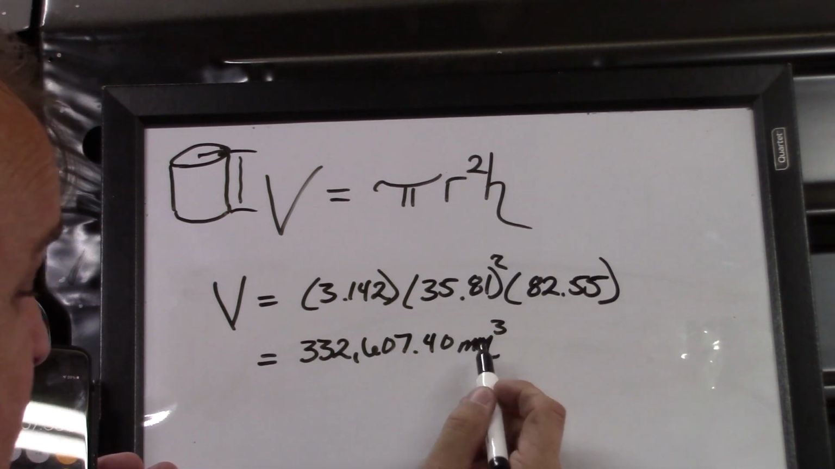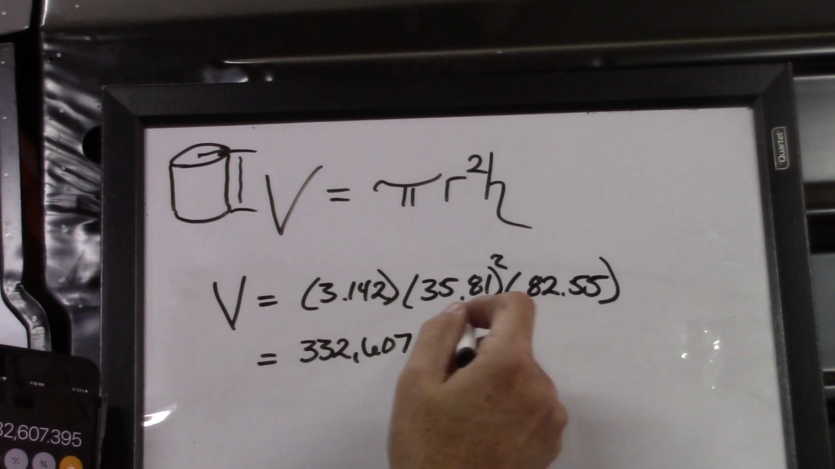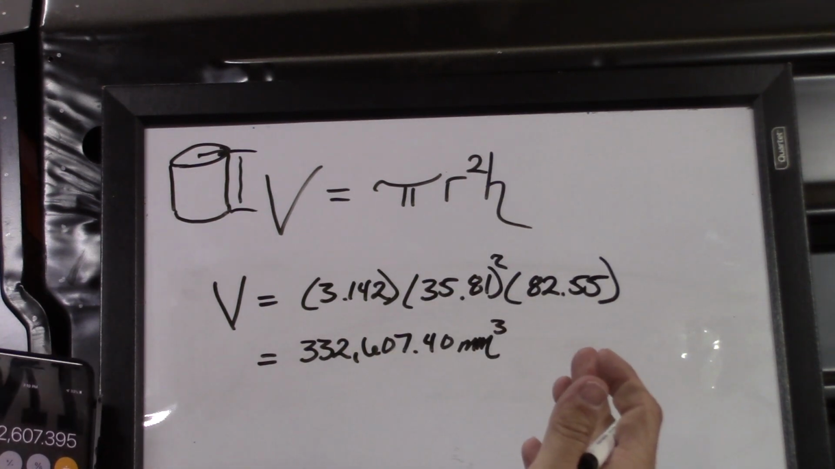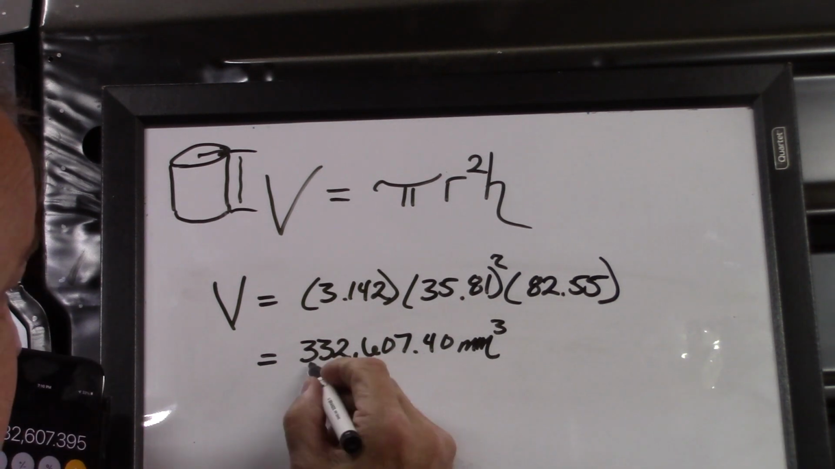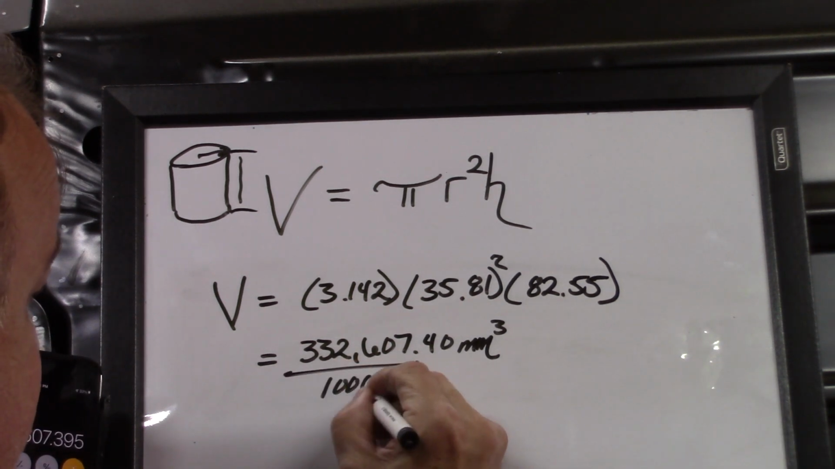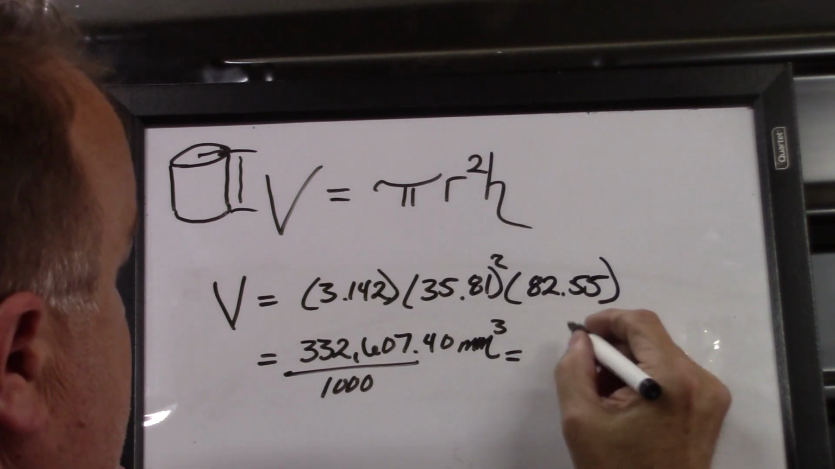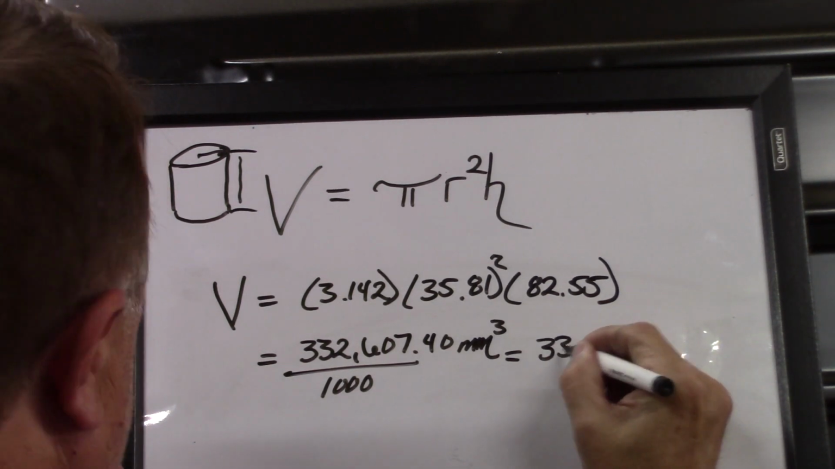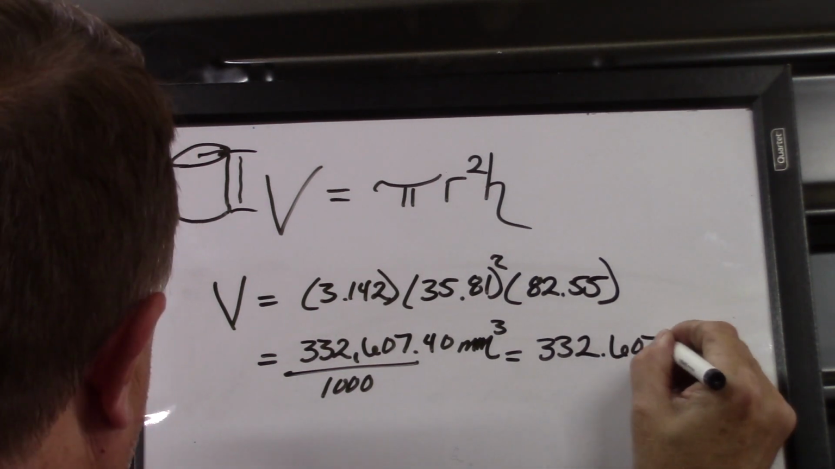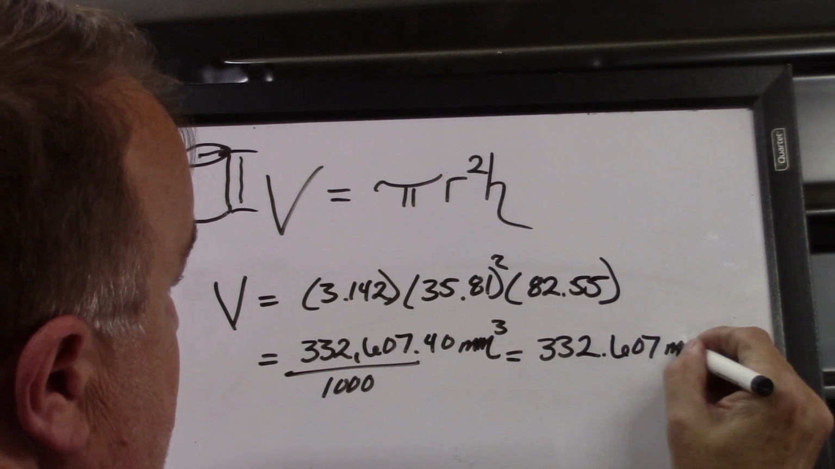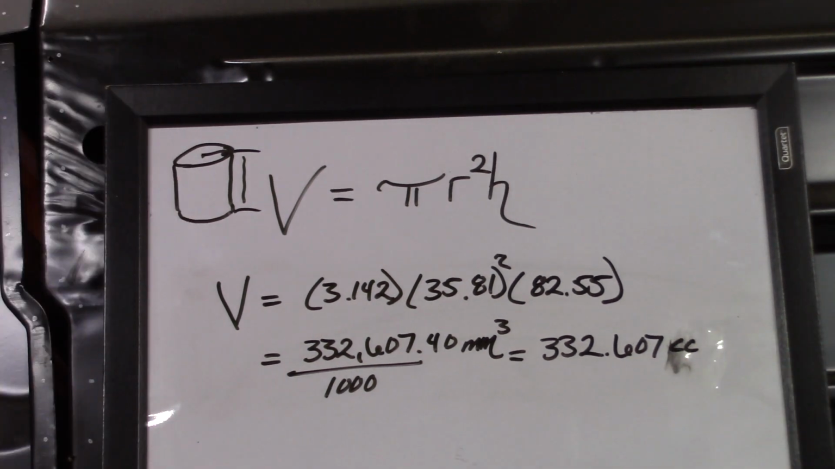Now I need to convert that. Most engines are in cubic centimeters, so I need to convert millimeters cubed. There's 10 millimeters per centimeter, so 10 cubed is 1,000. So you divide that by 1,000, and you get 332.607 cubic centimeters.